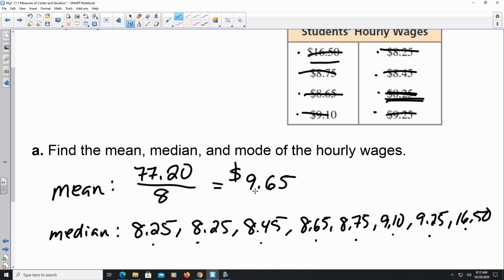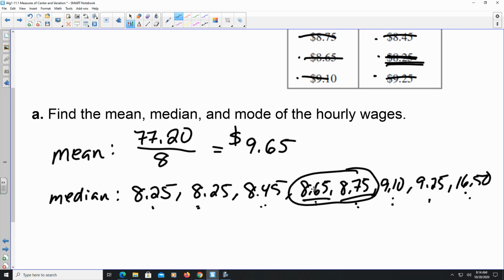Because it's an even number, what you're going to do is, I got 1, 2, 3, 4. So here's a middle. 1, 2, 3, 4. Here's the other middle. Because it's an even number, these two values are going to help us determine what the median is, and you're simply going to take the average of those two values.